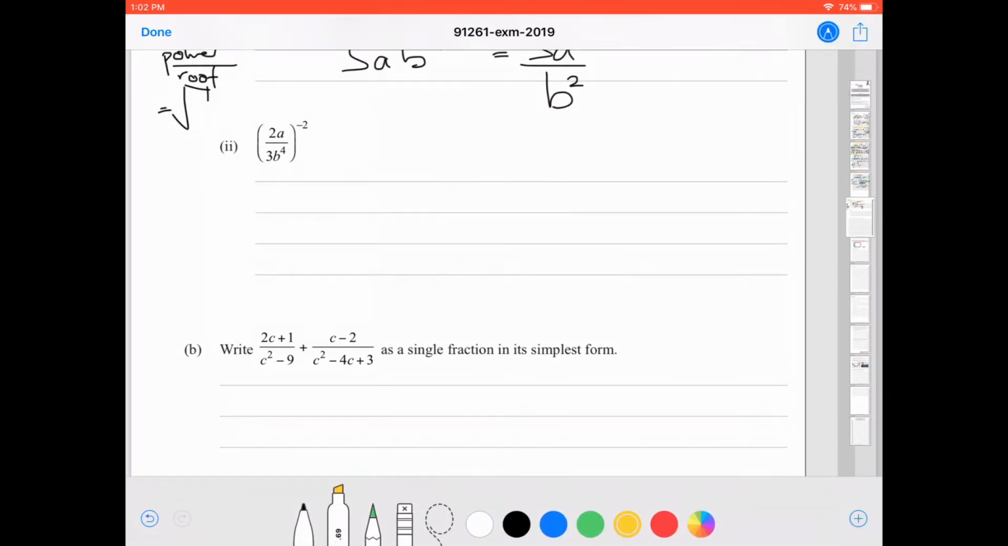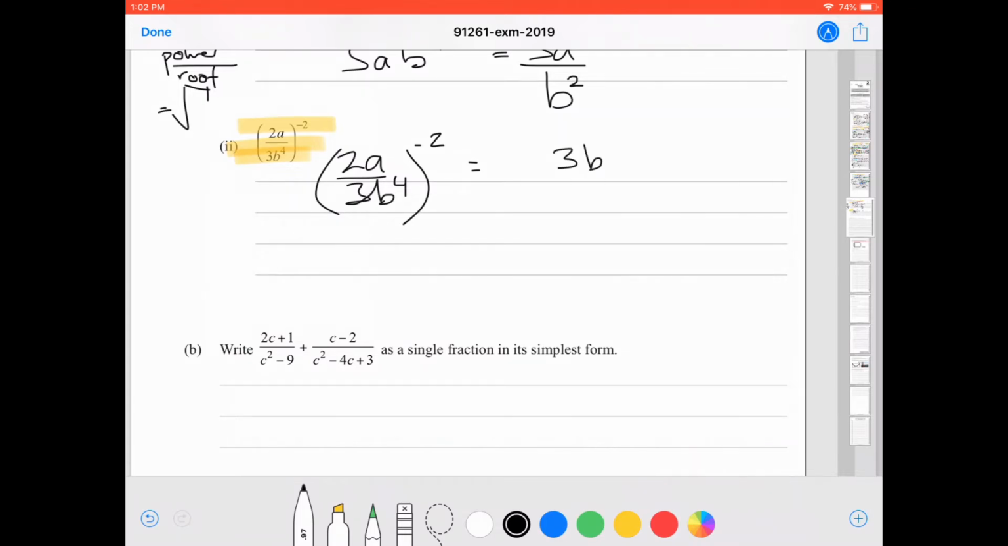Okay. Our second expression here, 2a over 3b to the power of 4 all raised to the power of negative 2. Well, the first thing I want to do is actually flip our fraction and make this negative 2 a positive. So we are going to say 3b to the power of 4 over 2a is raised to the power of positive 2 now. And so it's just a matter of working through it. Same principles as before. We've got 3 squared times b to the power of 4 times 2.